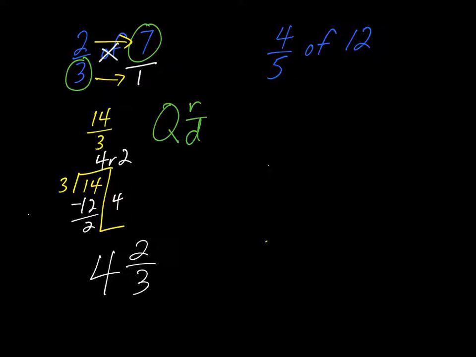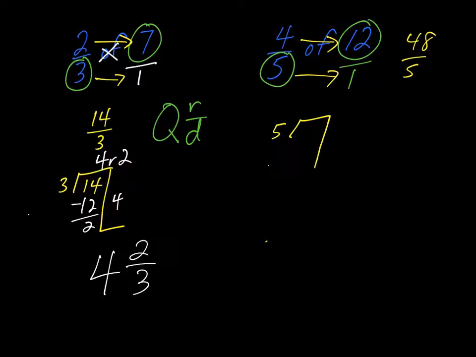We have 4/5 of 12. 5 and 12 are not part of any of the same fact families, so again, we need to cross-multiply. We can put our 1 there, because that won't change anything. We multiply straight across, and we get 48 over 5. So 48 over 5 is a division problem: 48 on the inside, 5 on the outside. 5 times 9 is 45. We get 9 remainder 3.